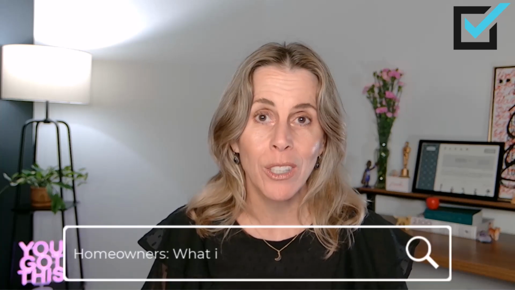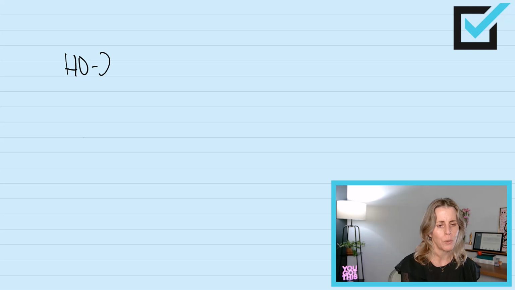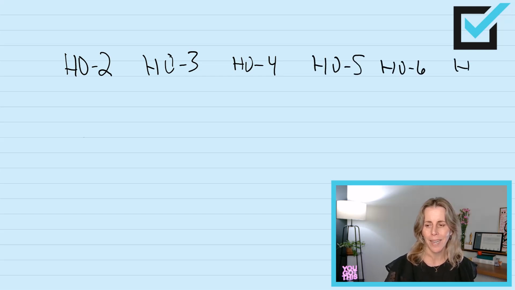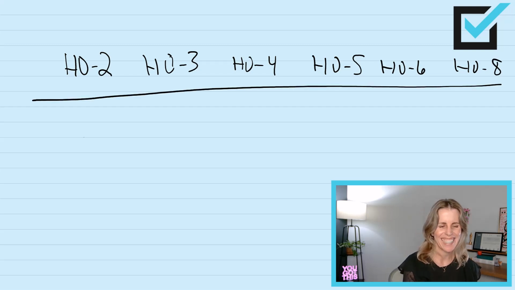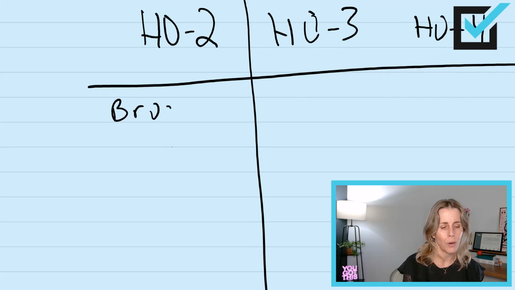In this week's video, I'm going to discuss homeowners policies, the different ones that there are to choose from, and a little bit about their loss valuation and perils insured against. So we have HOs, including HO2, HO3, HO4, HO5, HO6, and HO8. The HO2 is called the broad form.